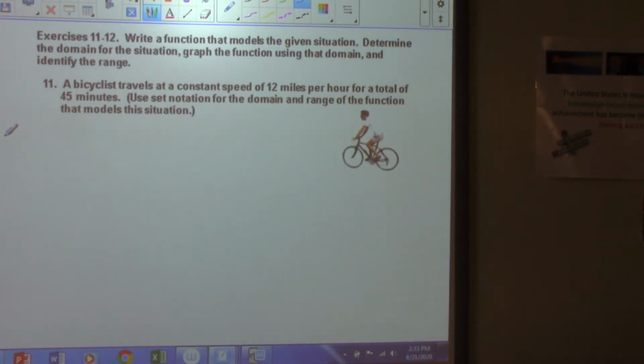Okay, very good. Here we have exercise 11 through 12. Write a function that models a given situation, determine the domain for a situation, graph the function using that domain, and identify the range. So do we have to do that necessarily in this order? No, we don't. But what would you do in this? How would you think about this?